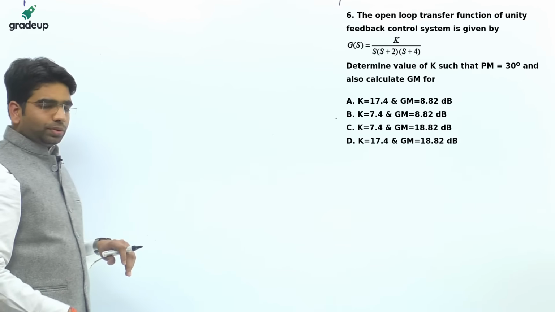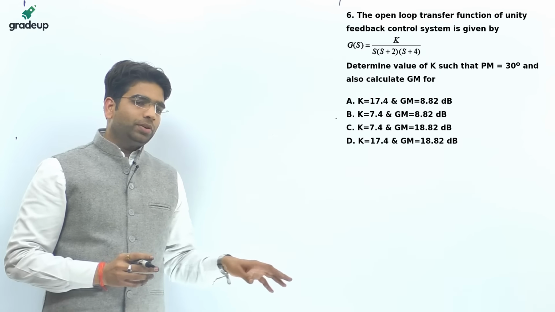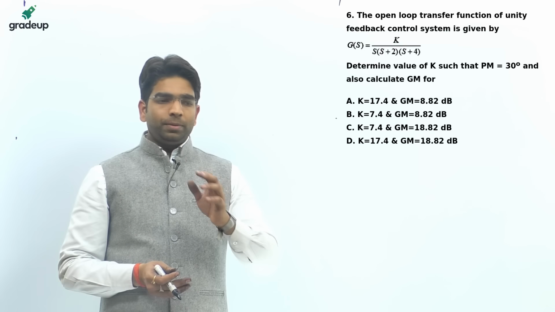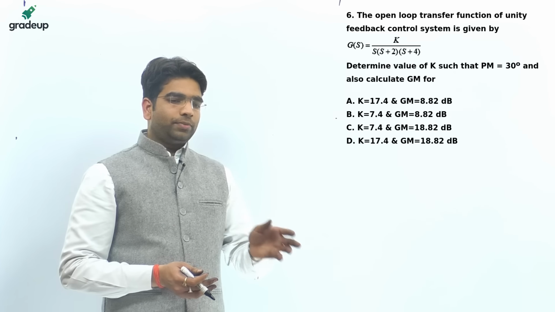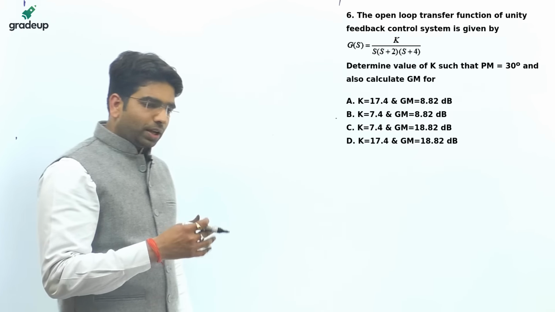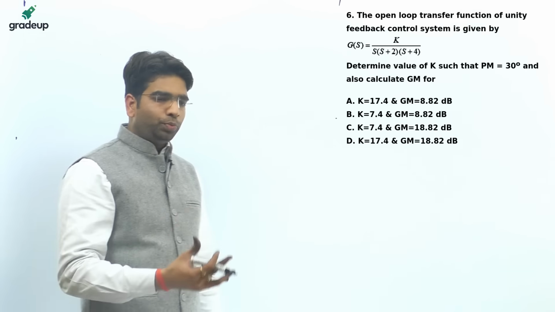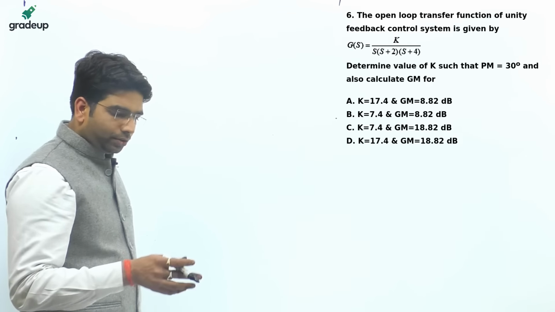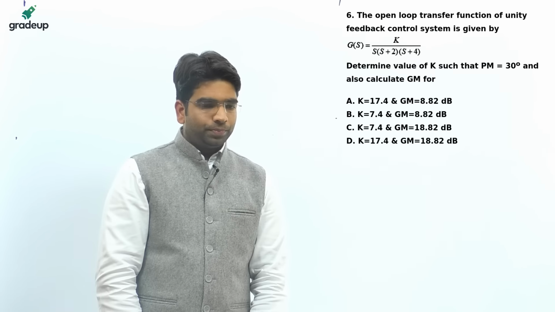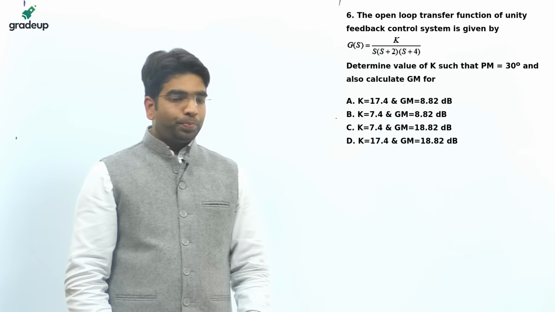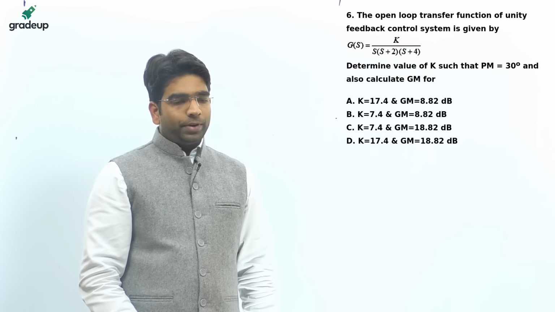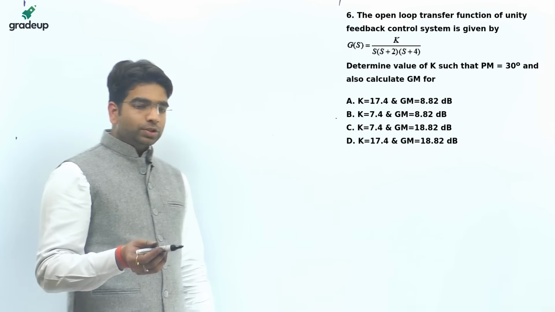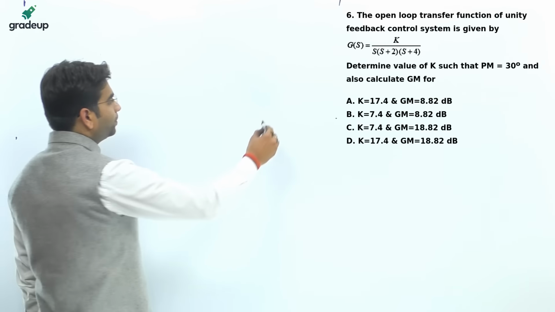So try to have the basic concepts you already know, because you are now in 4th year, or someone may be in final year also, or someone has passed also. So the basic formulas have to be remembered by you, you cannot leave them. So the question is, the open loop transfer function of a unity feedback control system is given. Transfer function is known to you. The value of k such that the phase margin is 30 degrees.